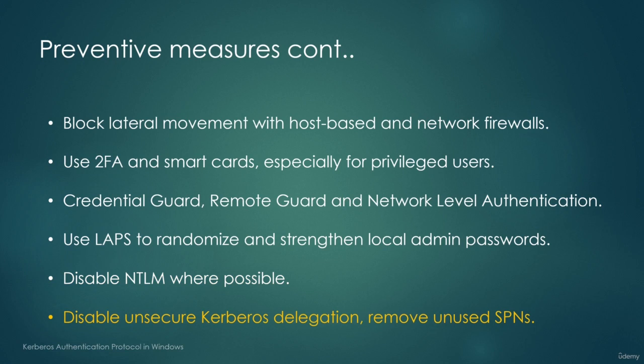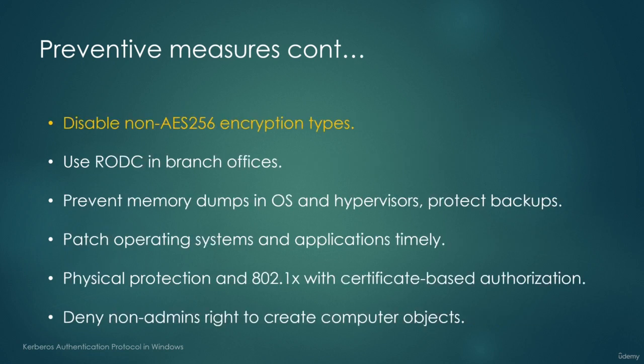Disable unsecure Kerberos delegation, such as unconstrained, resource-based constrained delegation, and protocol transition. Do not combine protocol transition with delegation to domain controllers. Disable non-AES 256 encryption types for all principals including domain controllers and KRBTGT account. Test it on clients and enforce it on domain controllers. Use read-only domain controllers in branch offices. If KRBTGT's hash is compromised on one of these, it cannot be used against the writable KDCs.